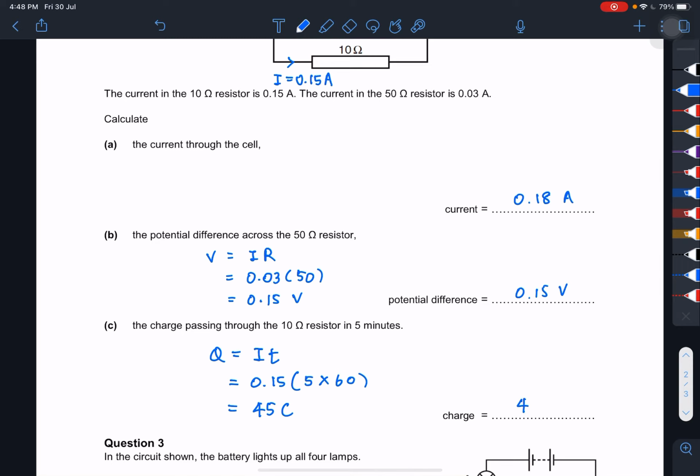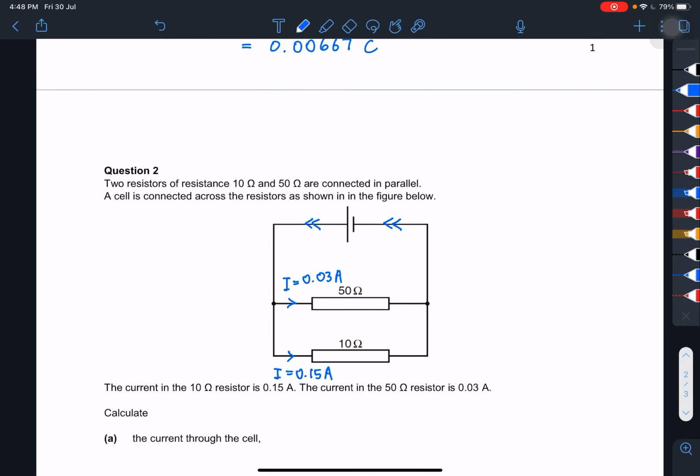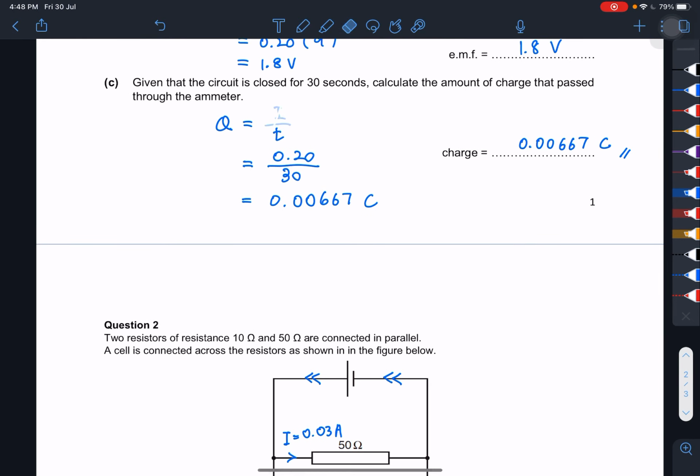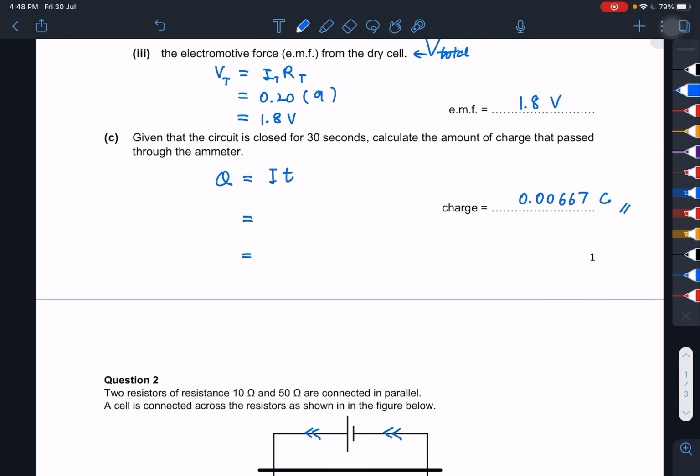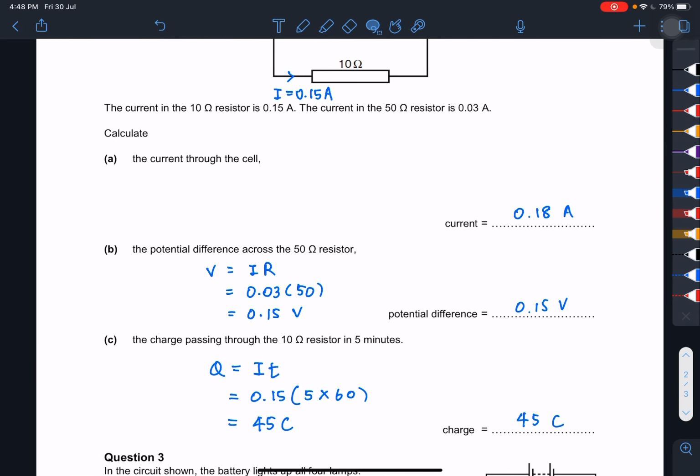With this I realized that I made a mistake earlier. So let's go back to our first example. It's not I over T, it's just I times T. So for the first one, I is 0.20, time is 30. So this is actually 6 coulombs, or 6.0 coulombs. Take note of the SF. Alright, so question 1, question 2 done.